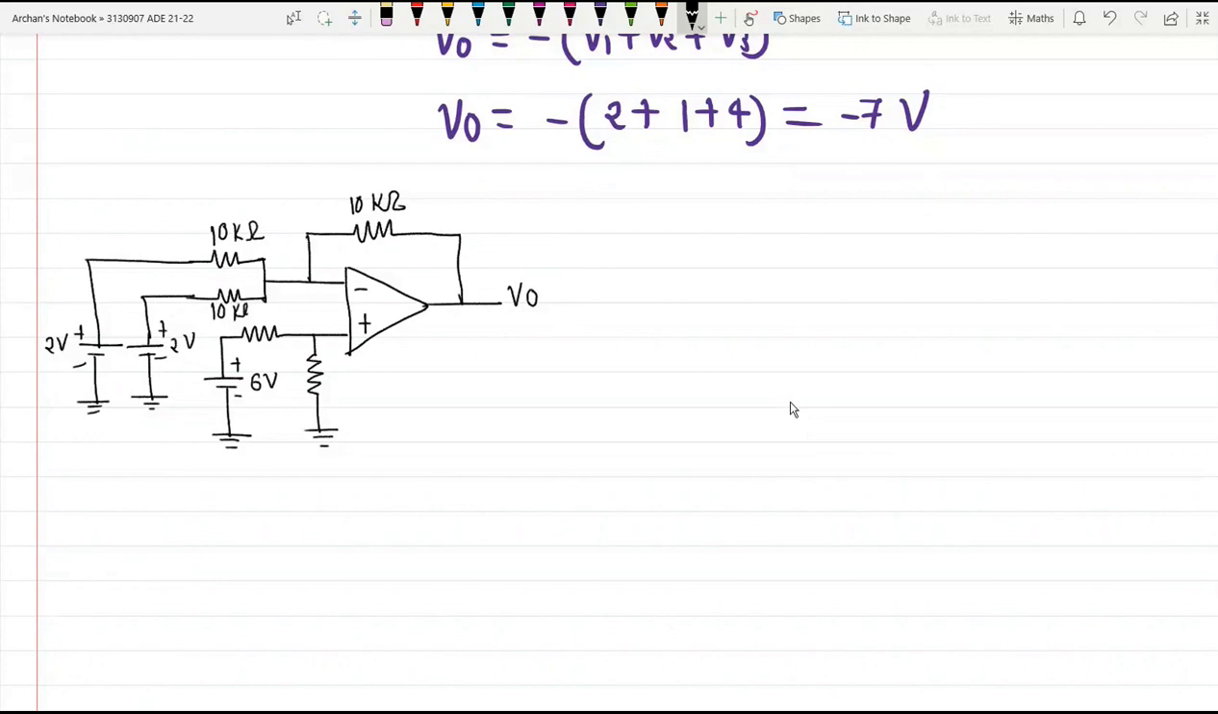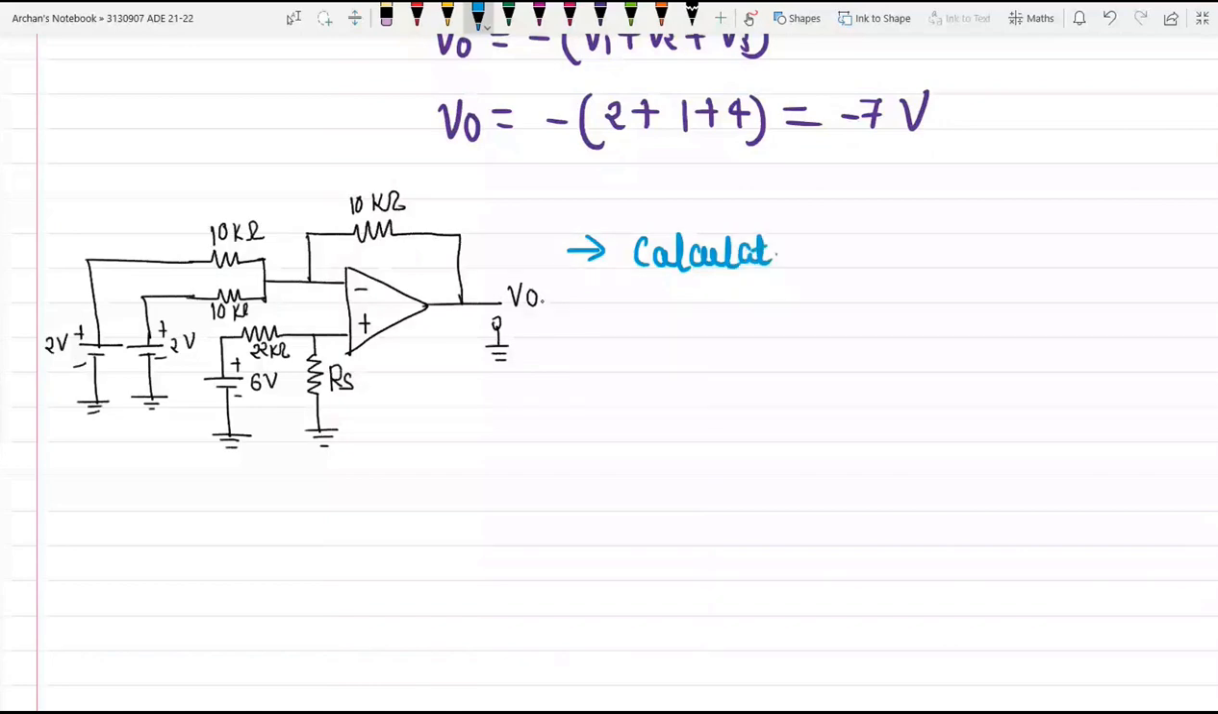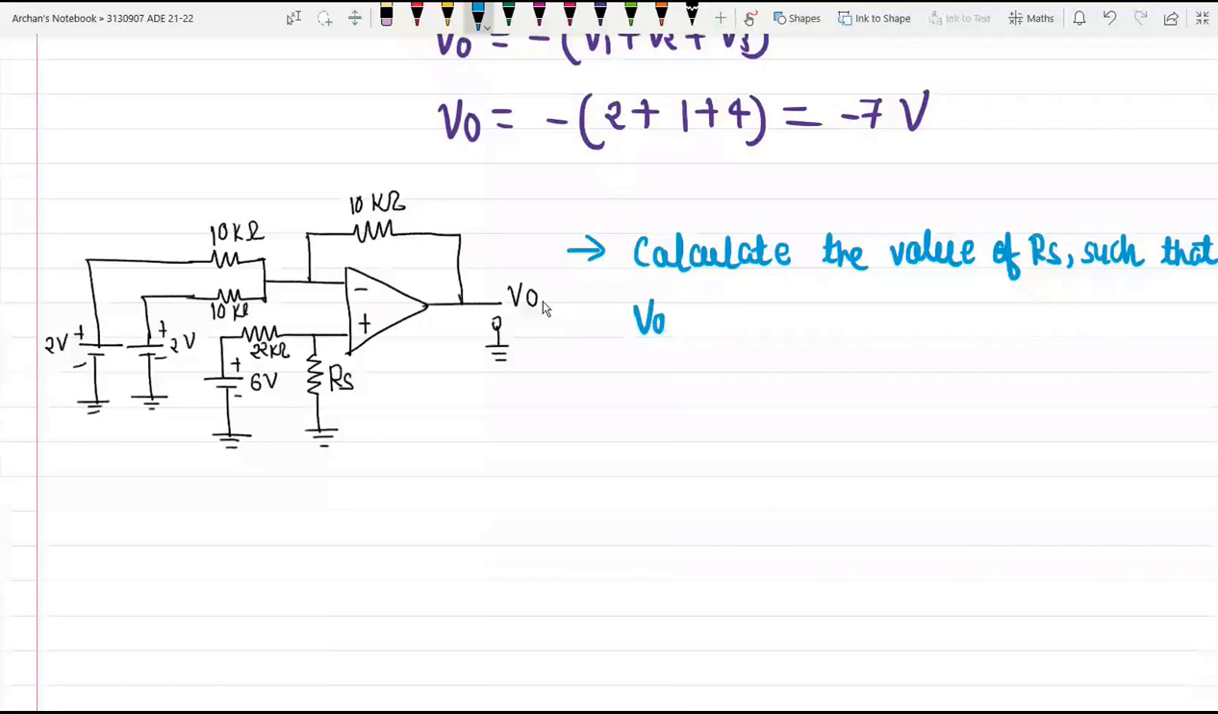Now what will you do when this case arises? This is my source resistance Rs, having a value of 22 kilo ohm, and I want to measure the output voltage V0. Here you need to calculate the value of Rs such that V0 becomes 0. So you need to calculate the value of resistor Rs such that the output voltage V0 becomes 0.